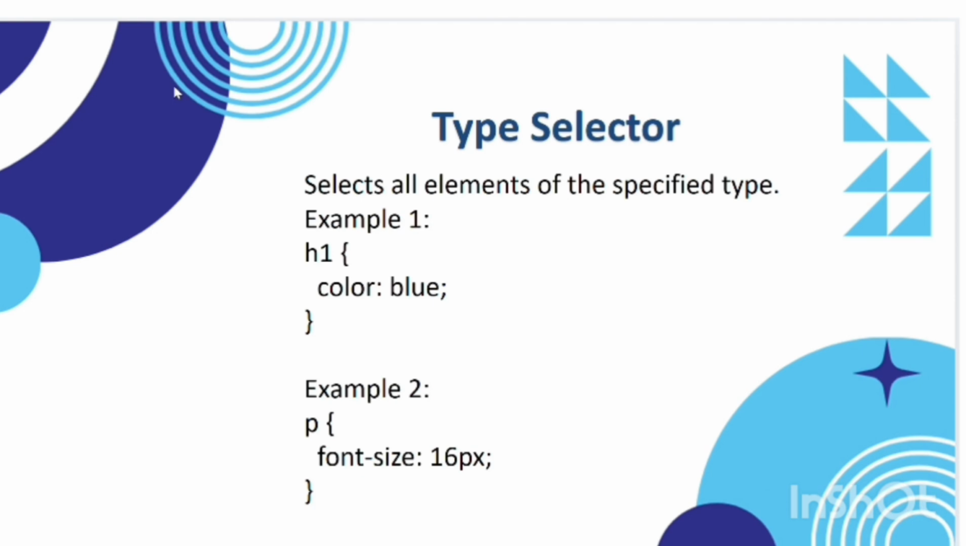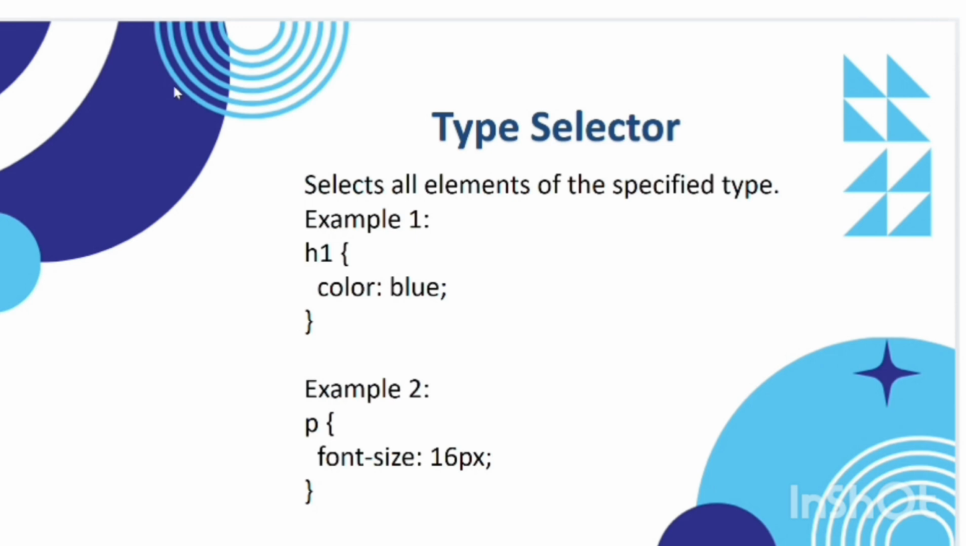First, the type selector. This is a type selector. It targets all H1 tags on the page. Let's take an example. H1, open the curly brace, color, colon, blue, semicolon. Close the curly brace. This will make all headings on your page of H1 tag appear in blue text.